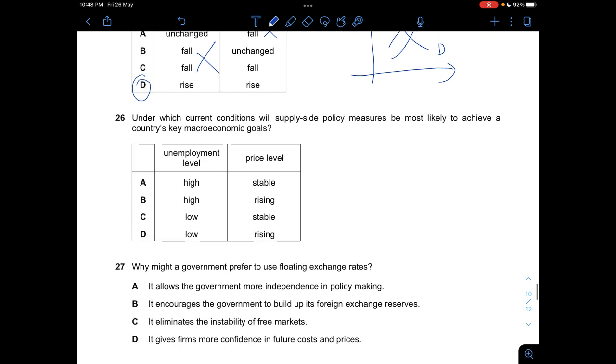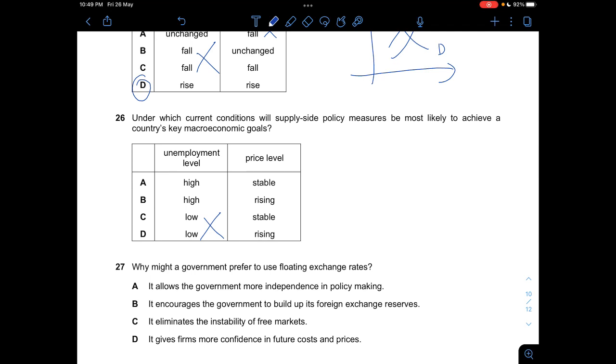Question 26. Under which current conditions will supply-side policy measures be most likely to achieve a country's key macroeconomic goals? So the country's key macroeconomic goals are a low unemployment level and a stable price level. So the answer would be a complete opposite of what we actually wanted. So C and D are wrong. So the answer will either be A or B.